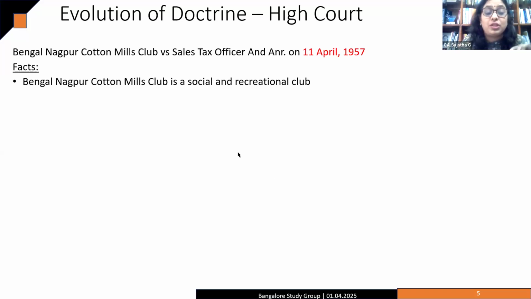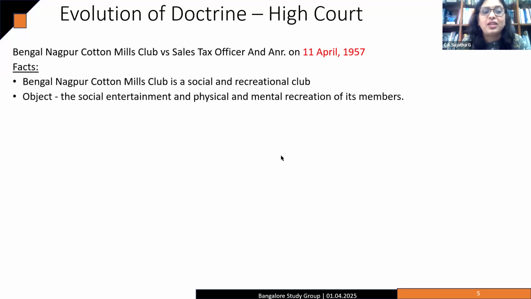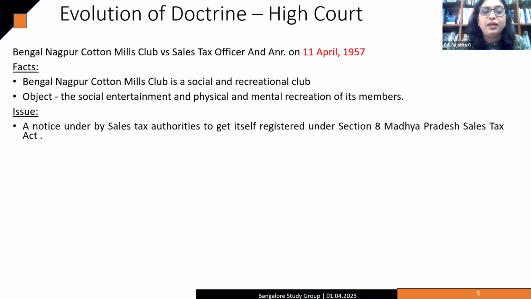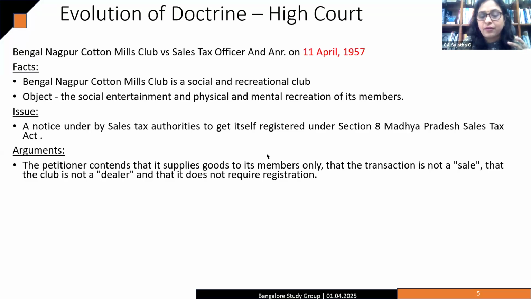The Bengal Nagpur Cotton Mills Club versus Sales Tax Officer is the first case. The facts of the case: the Bengal Nagpur Cotton Mills Club is a social and recreational club. Its objective was to entertain members. In the same way, it was collecting money from its members and spending it. A notice was served by the sales tax authority, asking why the club had not taken registration.